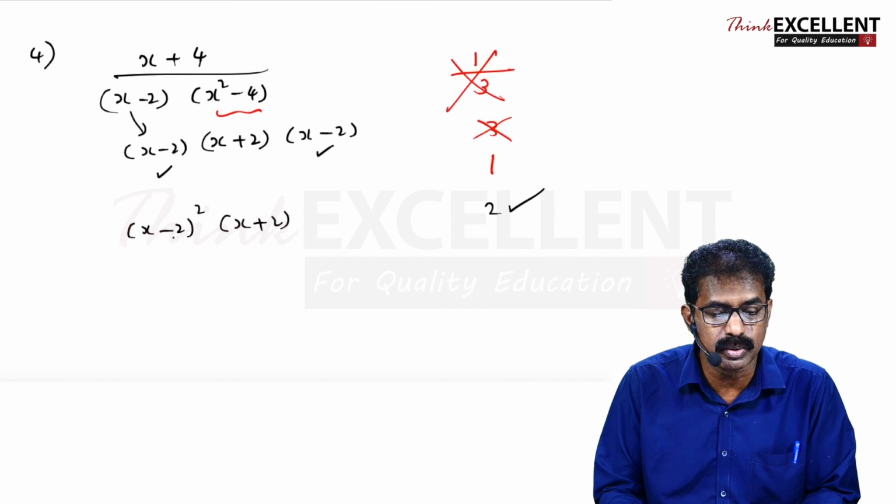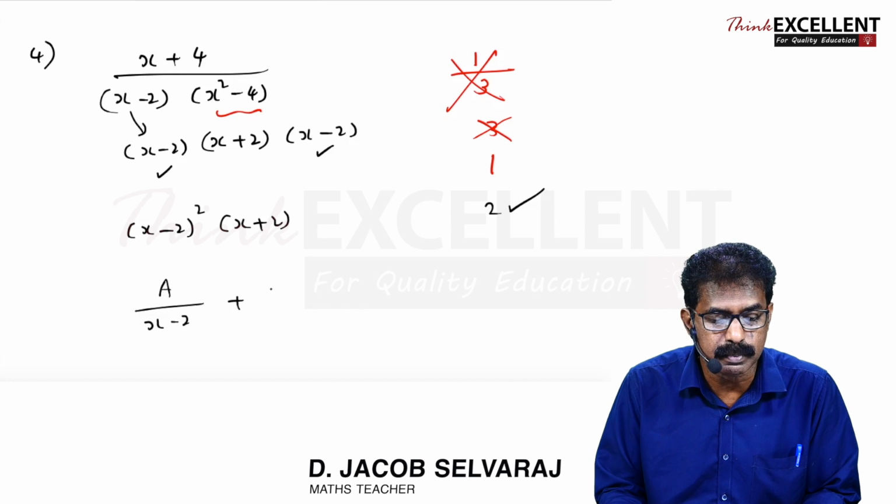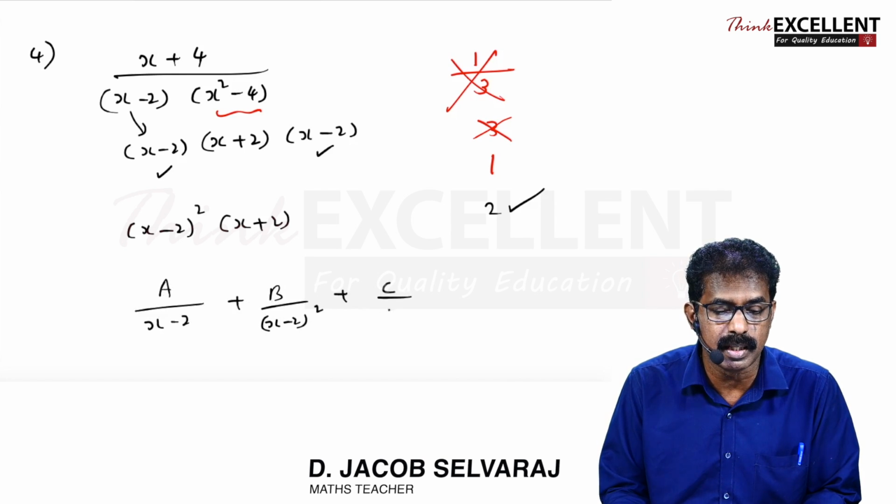Now for the first you write two terms. A by x minus 2 plus b by x minus 2 the whole square plus c by x plus 2. Okay, if those are not familiar, you watch our previous videos, 3 videos given for all the 3 types. You can go through that. So with this idea, definitely you can do any partial fraction question, because partial fraction is very important even in integration. Okay, we'll meet you in the next video.